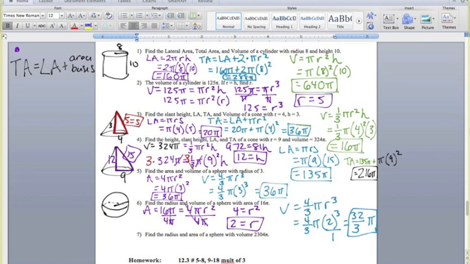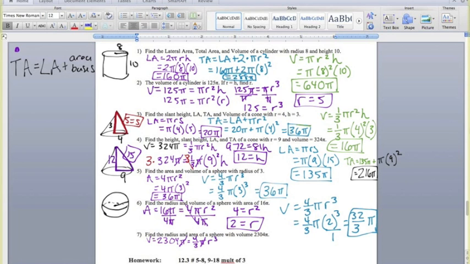Number 7, we're given a volume of 2304 pi. Pen's failing for the last problem here. So we'll start out with our volume formula then, just 4/3 pi r cubed. It's the Earth, guys.